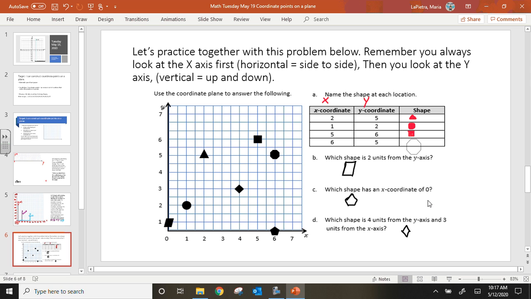So C, which shape has an X-coordinate of 0? Right here. We didn't go anywhere, correct? Which shape is 4 units from the Y and 3 units from the X-axis? 3 units from the Y, 4 from the X.